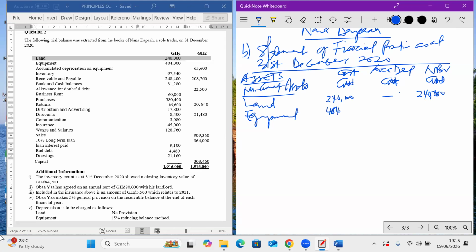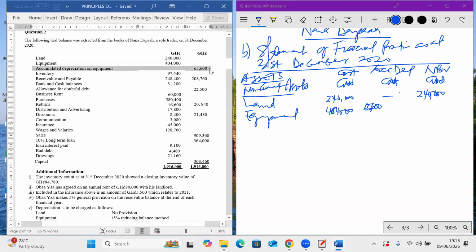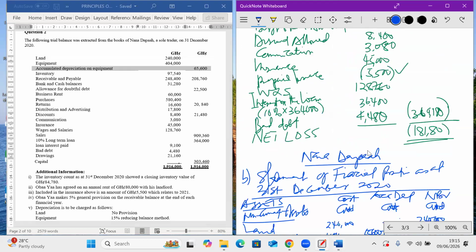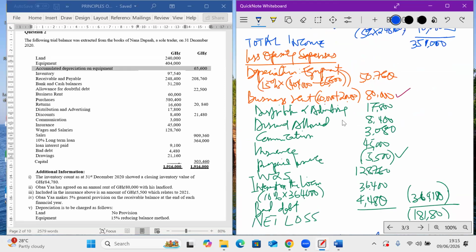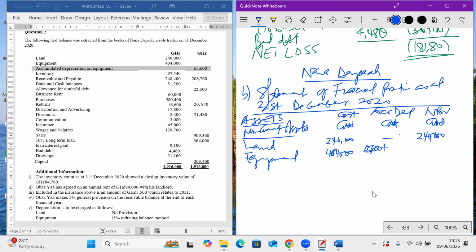404,000, right? Yes. Watch. What is the accumulated depreciation on equipment? It is 15% reducing balance. The accumulated depreciation on equipment is 65,600. Then we will add the depreciation for this year also. What do we have as depreciation on equipment for this year? 50,760. We will come and add it.